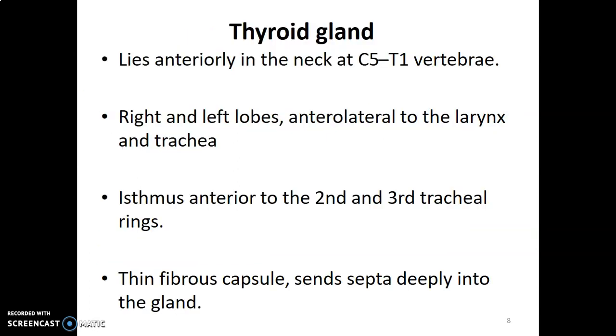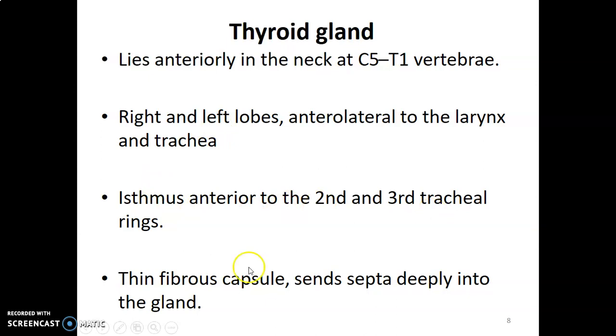So thyroid gland. Thyroid gland is located in the muscular triangle of the neck. It extends from C5 to T1 vertebra. There is a right lobe and a left lobe that lie on the anterolateral aspect of the larynx and the trachea, and there's an isthmus that lies anterior to the second and the third tracheal ring.